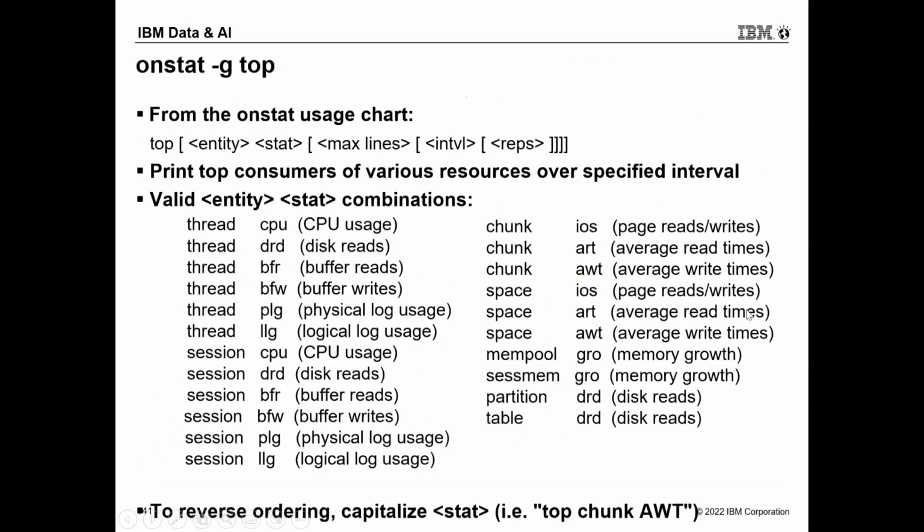onstat -g top shows the top consumers of various resources that you have out there over a specified interval. There are a lot of options here. I'm not going to go through all of them, but we have a couple here that we can see. Valid entity and stat combinations are shown in a list there.